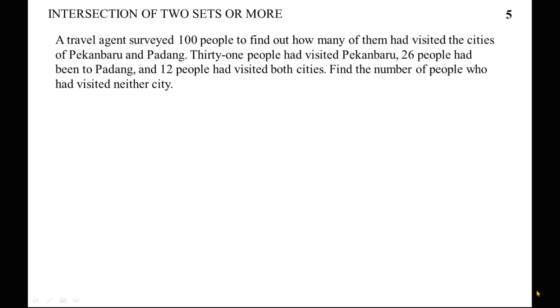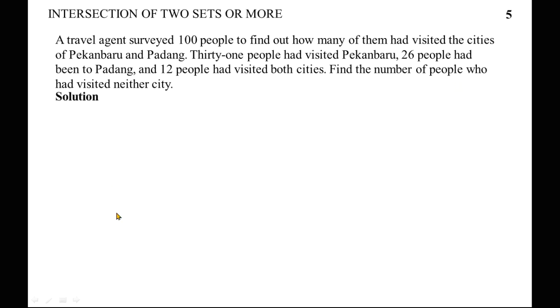Question 5. A travel agent surveyed 100 people to find out how many of them had visited the cities of Pekanbaru and Padang. 31 people had visited Pekanbaru, 26 people had been to Padang, and 12 people had visited both cities. Find the number of people who had visited neither city.